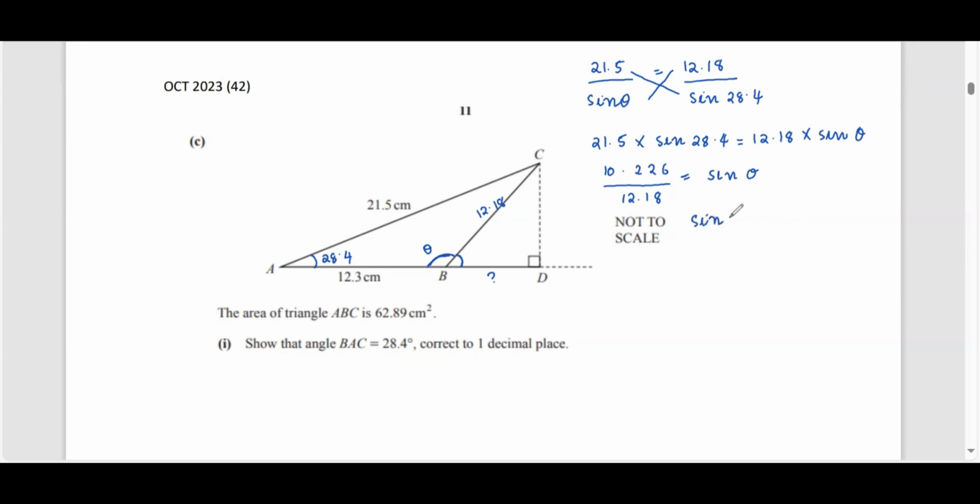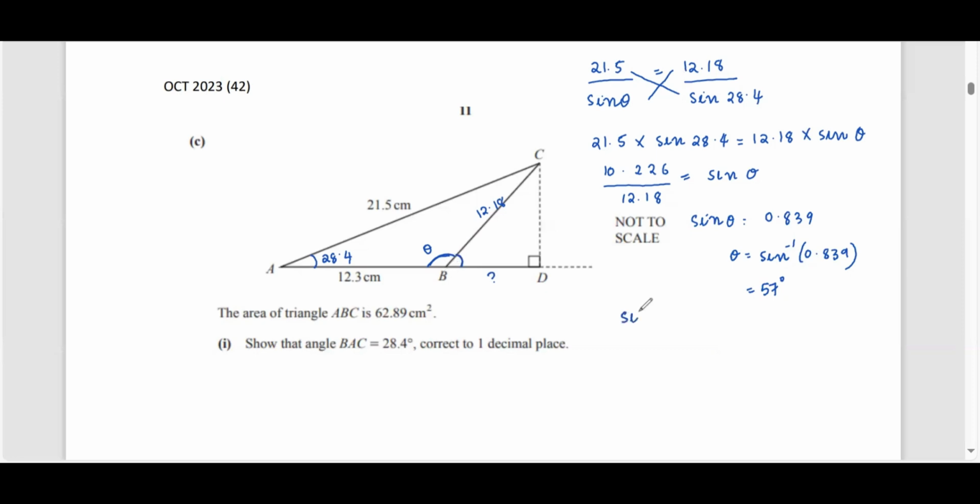So sine theta is equal to 0.839. So theta will be sine inverse of 0.839. Let's see, sine inverse of 0.839, we'll get it as 57 degrees approximately. But I can see that this angle is an obtuse angle. This angle is an obtuse angle, so it should be more than 90.